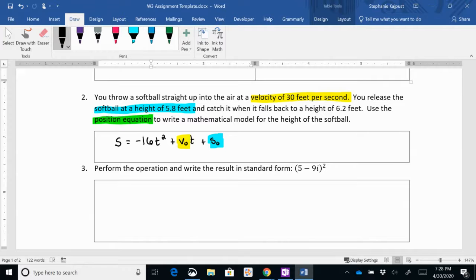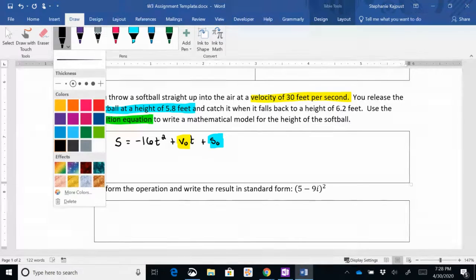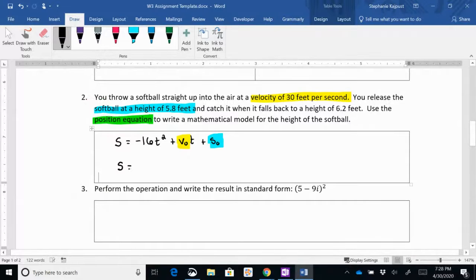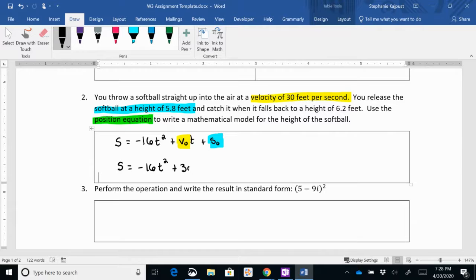So when we write our mathematical model, we are just plugging in those numbers. This gives us S equals negative 16t squared plus 30t plus 5.8. All it says is to write a model. A model is an equation that relates to real life. So you don't have to do any solving. You don't have to worry about the height for when it falls back. All you care about is writing that model. So that's how we use the position equation to write this mathematical model.